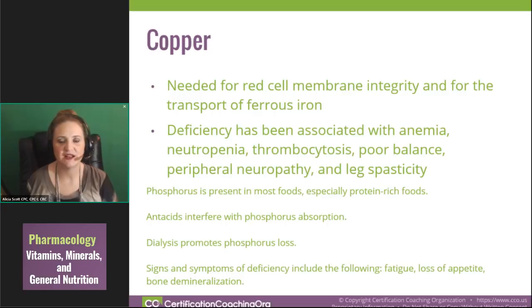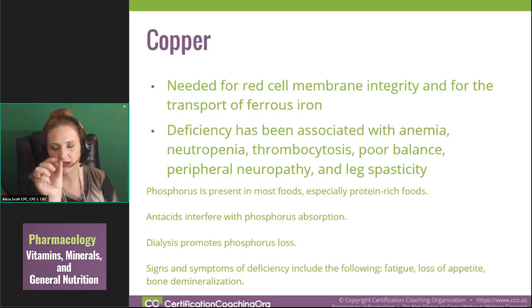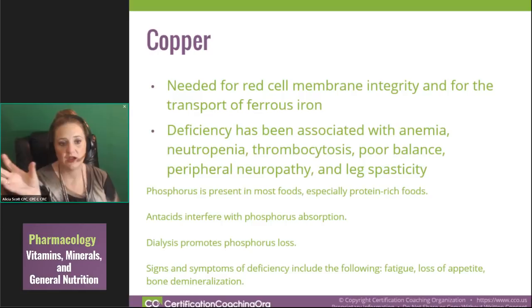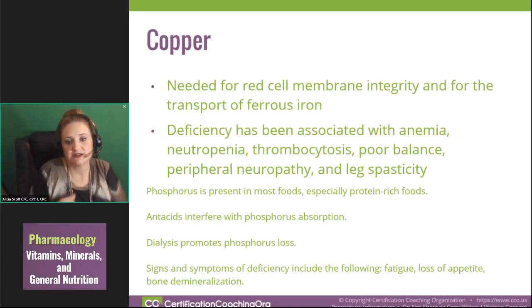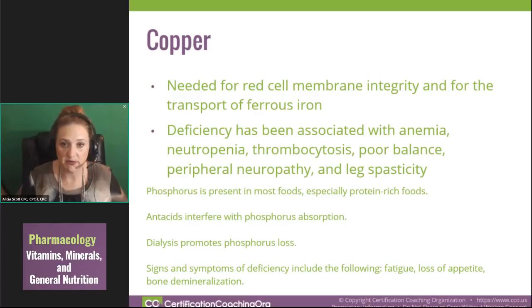But did you know that copper affects the cell membrane of the red blood cells? It helps with the integrity of it, and without the proper amount, we can't move the iron through the body, and we already talked about what happens if you don't have enough iron. So if a person is suffering from anemia, they may have an iron deficiency as well. Neutropenia, thrombocytosis, people that are wobbly, poor balance, peripheral neuropathy, meaning they have pain in their extremities, and spastic legs. So they get something like spastic leg syndrome.